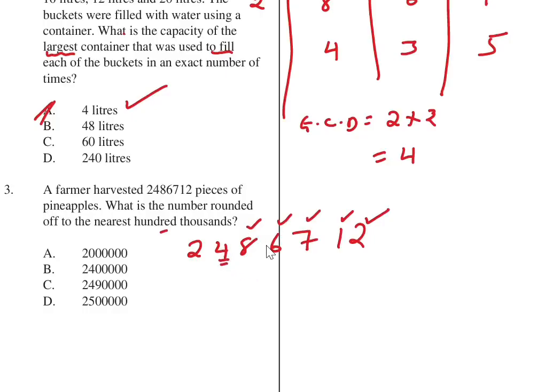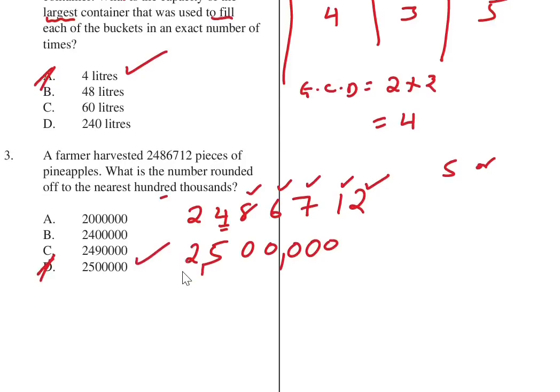So we look at the next number. If it is 5 or more, we add 1. So you can see it is more than 5, and therefore we add 1 here. So it will be 2, 5, and then we replace these other numbers with 0. So how many zeros? 1, 2, 3, 4, 5. So this number will be 2,500,000. So from the options, I can see the correct option is D. We continue to number 4.